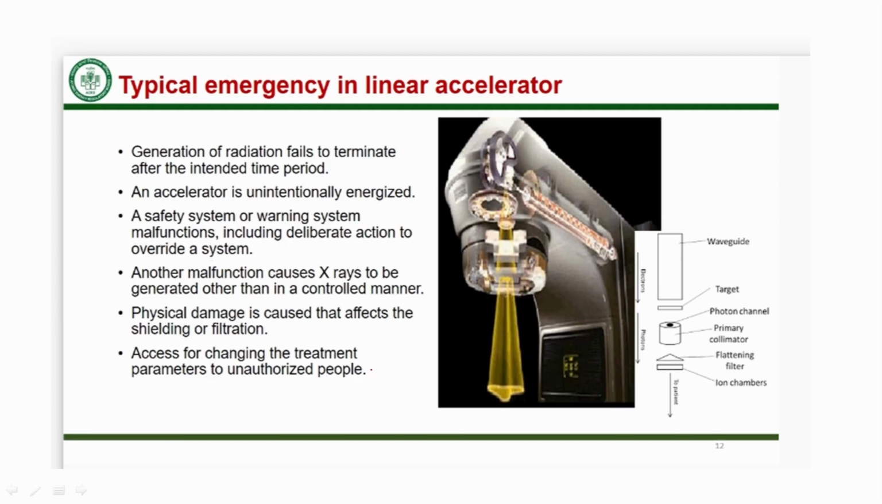Now the typical emergencies in a linear accelerator. There are also emergencies in a linear accelerator even though there is no radioactive source. One is that generation of radiation fails to terminate after the intended period of time. This situation occurs when your monitor chamber has failed, because in a linear accelerator there are two chambers which we call monitor chambers: the first chamber and then a backup chamber. If your planned MUs are over and your machine keeps on exposing X-rays, it means that there is some problem with your monitor chamber.